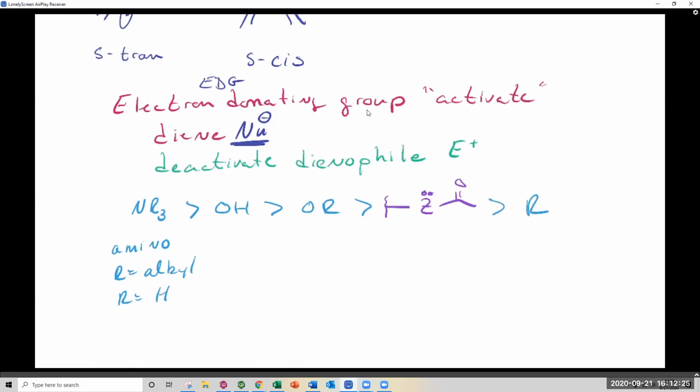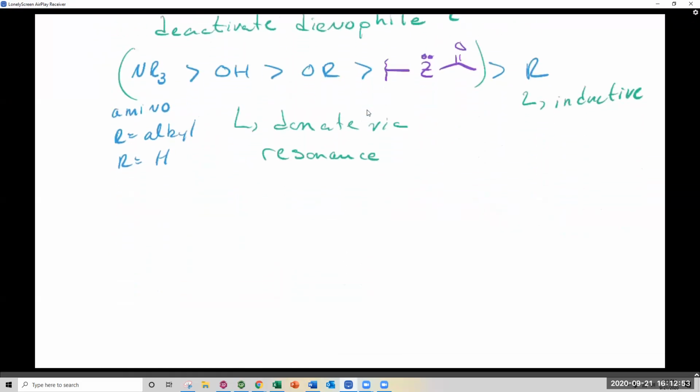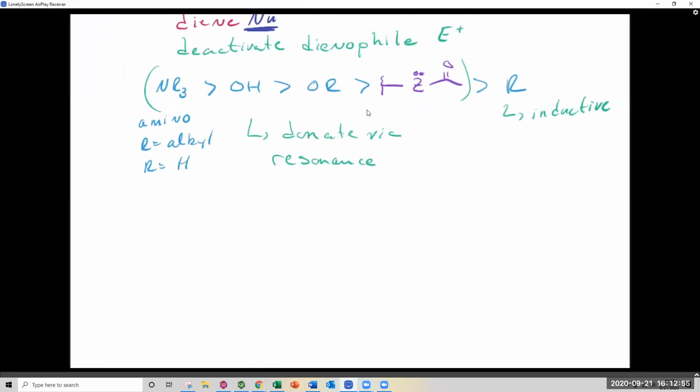These first few donate via resonance. And the alkyl group donates by what? Inductive. We know that alkyl groups contain carbons. We know that carbons are electropositive. And so we know that electropositive atoms donate electron density. And so again, let's take an example. I'll show you what I mean here.